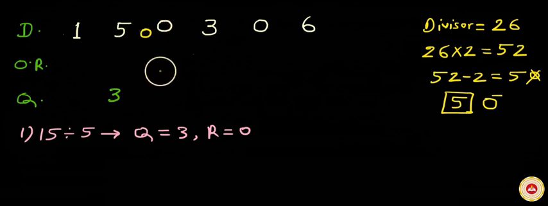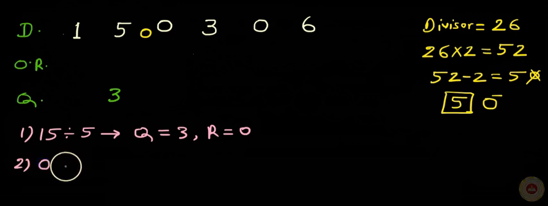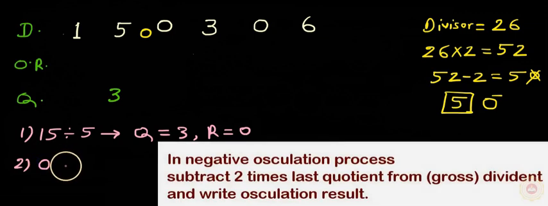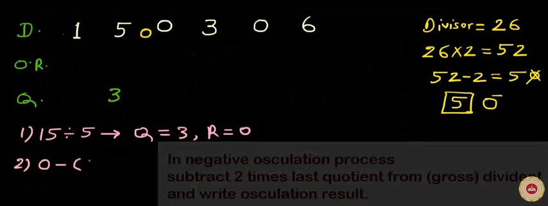Now let us calculate the first osculation number, the first osculation result. So step number 2. Now friends, this is the negative osculation process. So to calculate the osculation number, let us subtract the product of what?